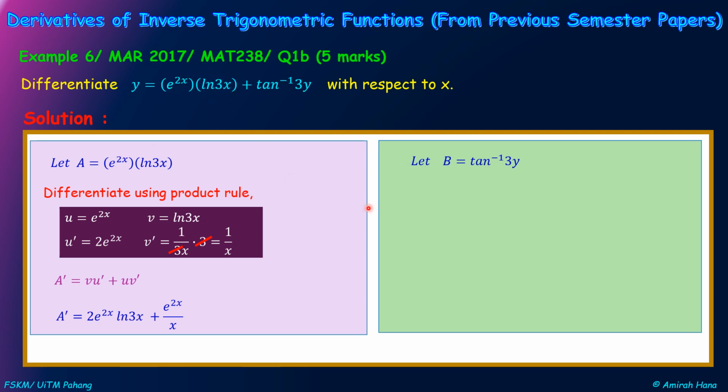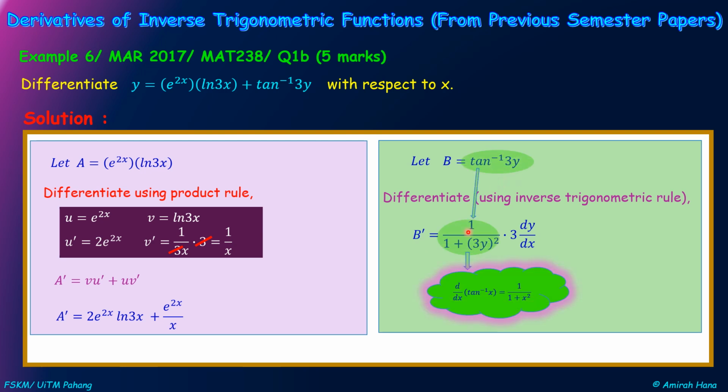Right now we look at b. b equals inverse tangent 3y. To differentiate inverse tangent 3y, we need to use the inverse trigonometric rule. When we differentiate b, the symbol is b prime. When we differentiate inverse tangent 3y, we can refer to the basic formula for the derivative of inverse tangent. When we differentiate inverse tangent x, the answer equals 1 over 1 plus x squared.